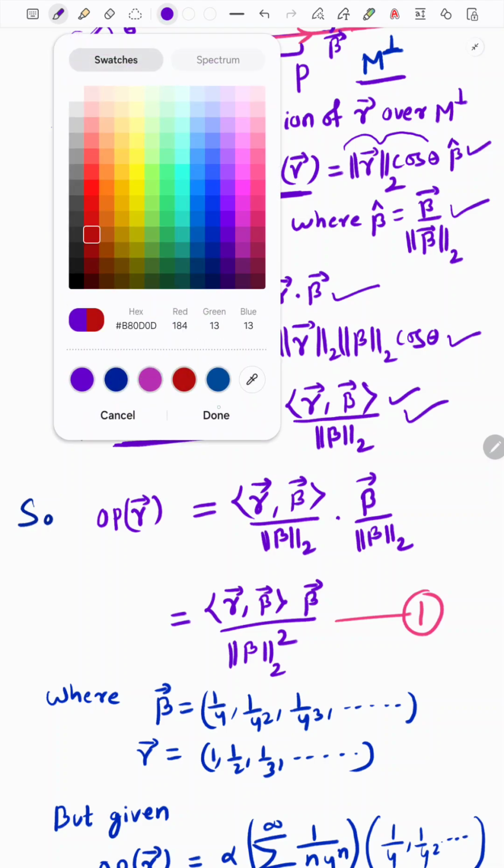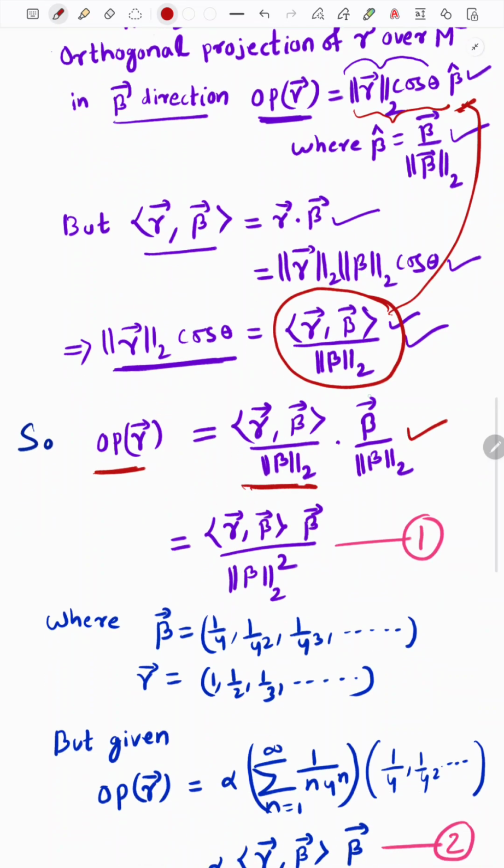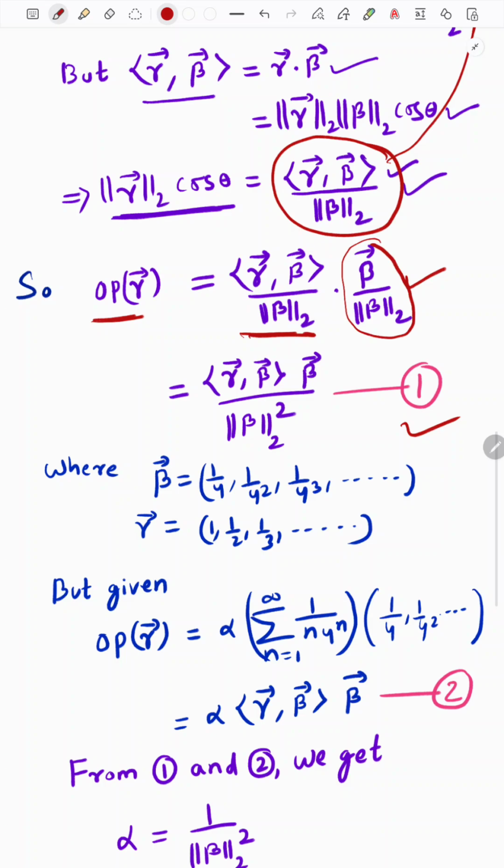Then we will put this OP length, because this is the OP length. Then we will calculate these things. The projection of the gamma vector over the M2 space is equal to this length OP length into the unit vector. This is the unit vector, and from the definition of the unit vector, this is nothing but beta vector divided by the magnitude of the beta vector. Then after simplification we will reach this step.